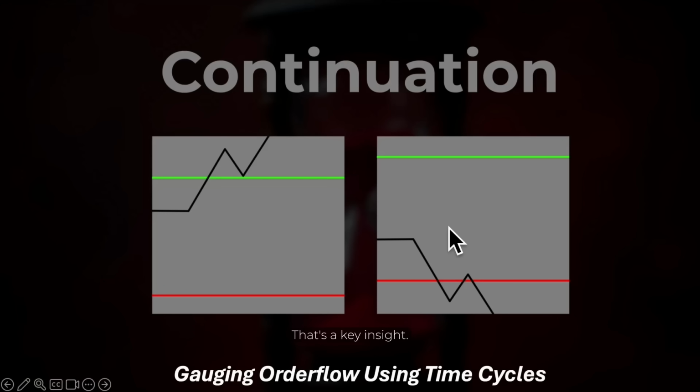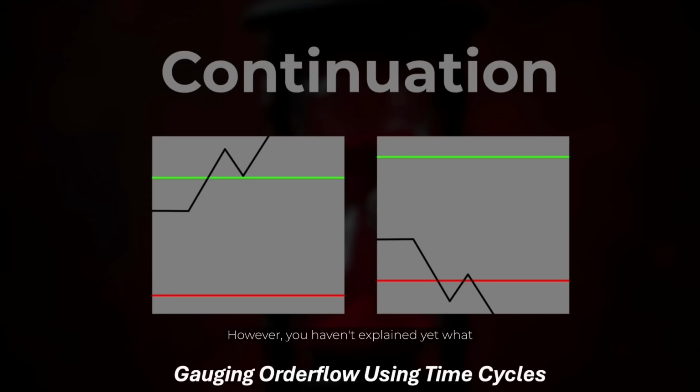That's a key insight. Now I understand that so far you're probably like, all right, this is all fun and games. You explained the theory behind time cycles. You explained how to look at them, how to gauge the order flow. However, you haven't explained yet what the exact timings are. And some of you are now probably like, how do you know this? You're reading my mind. Don't worry, I will get to that in a bit.